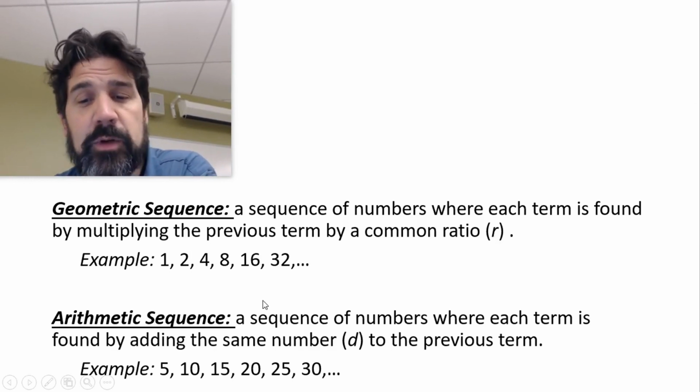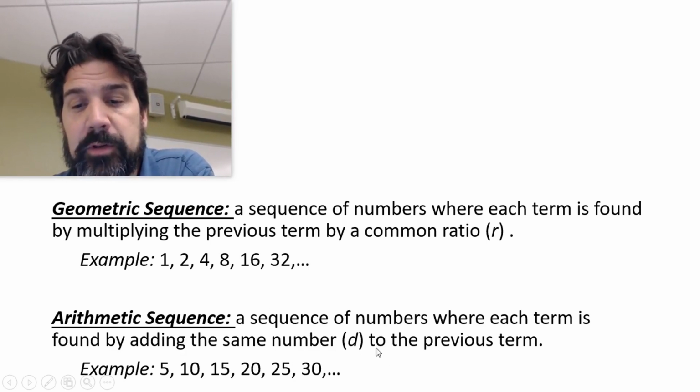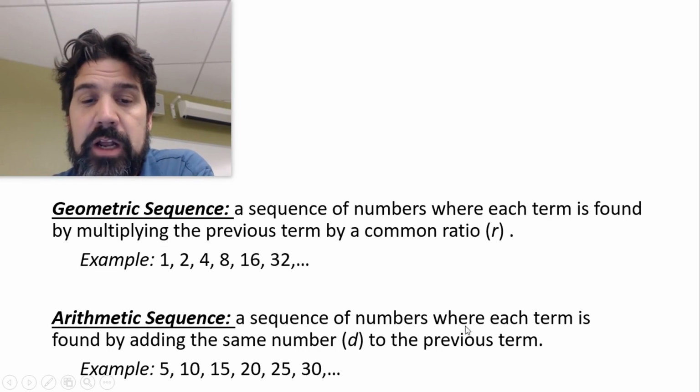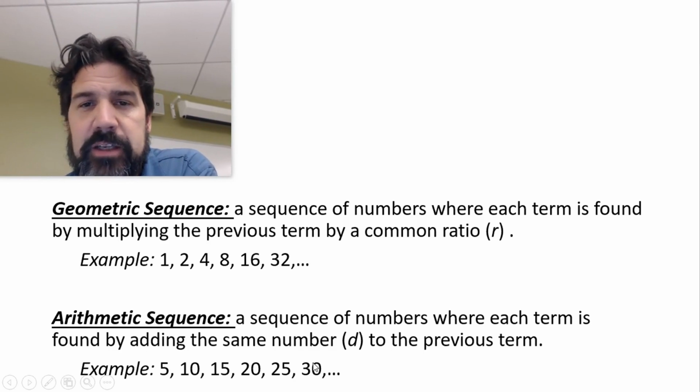An arithmetic sequence is a sequence of numbers where each term is found by adding the same number, which we typically call d, to the previous term, like 5, 10, 15, 20, 25, 30. So our d in this case would be 5. So now let's go back to our problem.